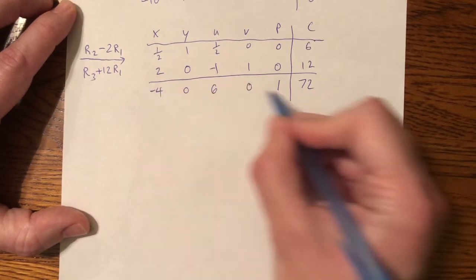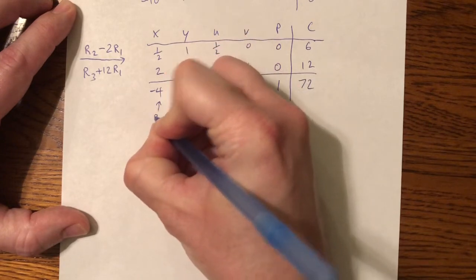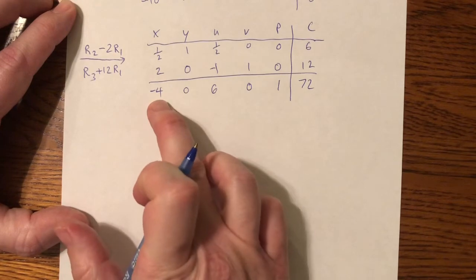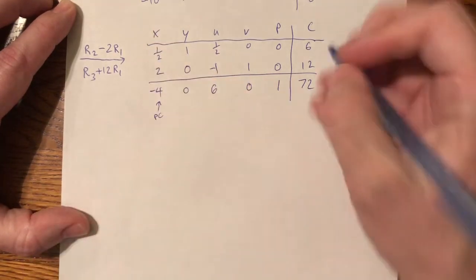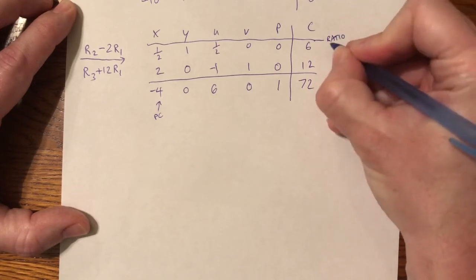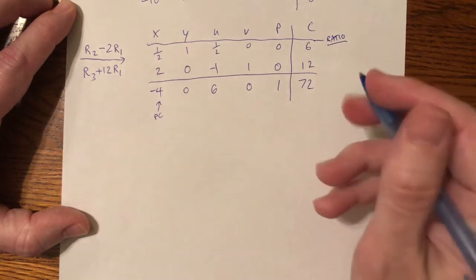We do have a negative entry. It's our only negative entry. So this is going to be our pivot column, all right? It's the only negative entry, so it's gotta be our most negative. This is our pivot column. Remember what we do after that? We have to figure out the smallest ratio between row 1 and row 2.